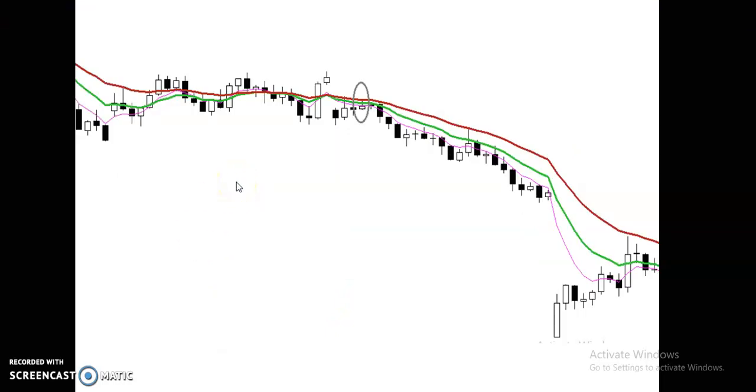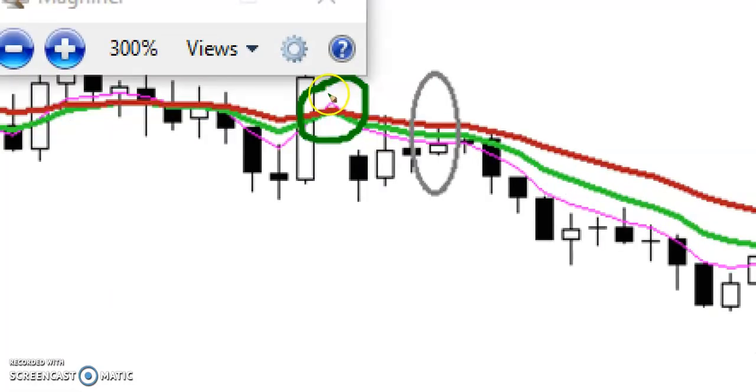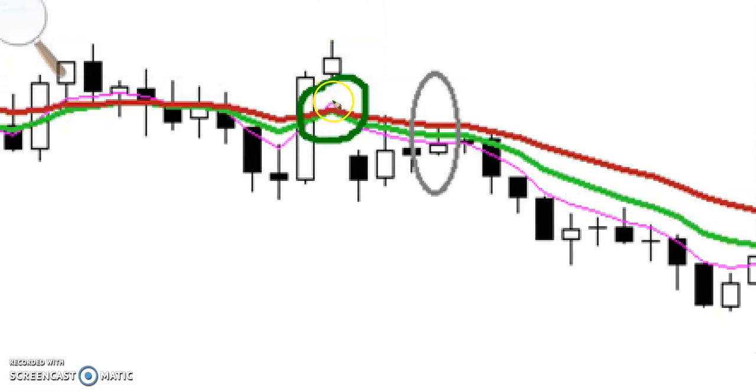Okay, let's see. This is a 15-minute chart, and here we have seen in this area. Let me zoom in a little more. Somewhere here there is a crossover. Price went a little above, and after that it cut this moving average. After that we have seen candles number 1, 2, 3, 4. The fourth candle appears as a bearish pin bar.